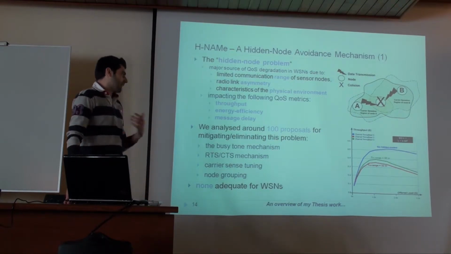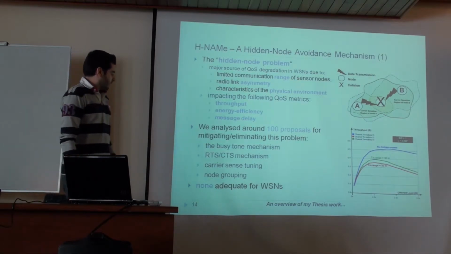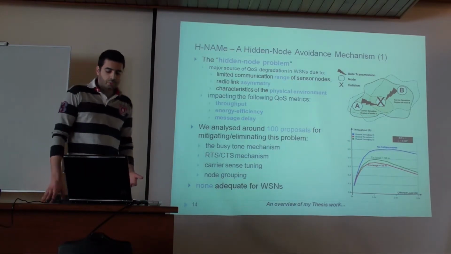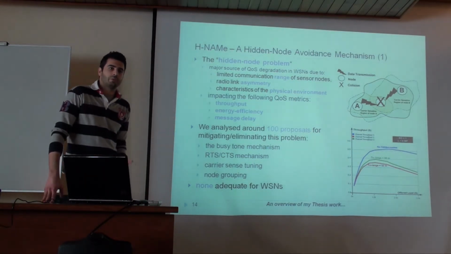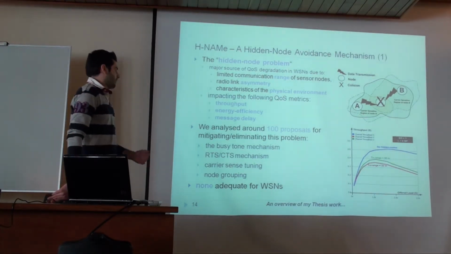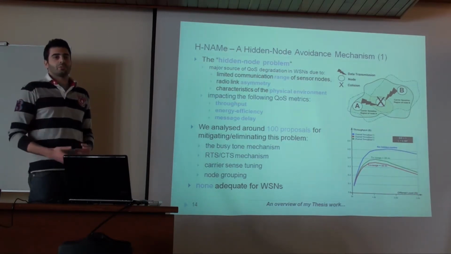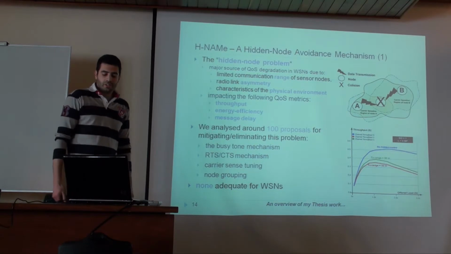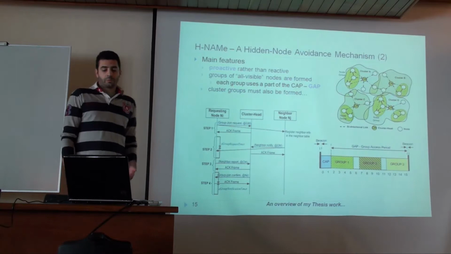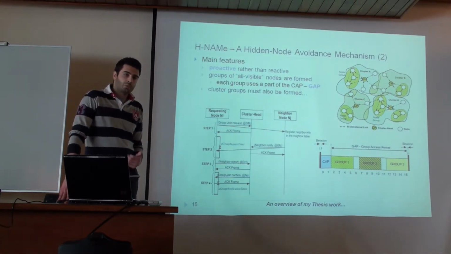We analyzed several proposals to solve or mitigate this problem. We came to the conclusion that none of those was really adequate for the particular case of wireless sensor networks, due to the fact that you have to work with limitations in terms of energy efficiency and communication bitrate. So we proposed H-NAMe, which is a proactive mechanism to solve this problem.